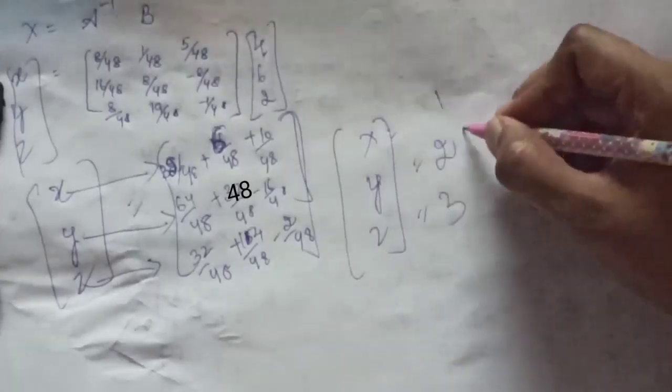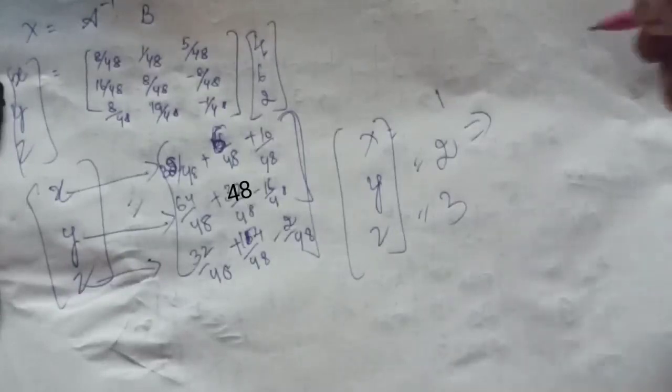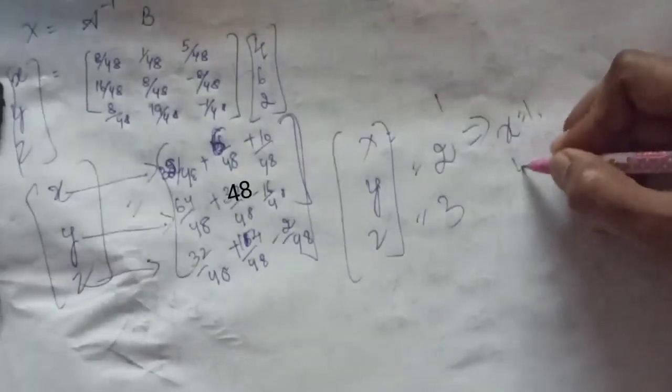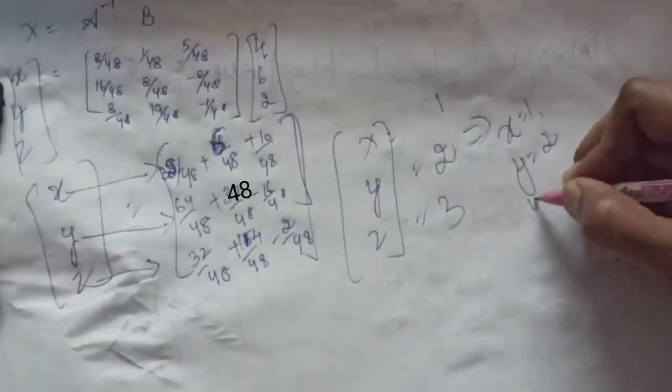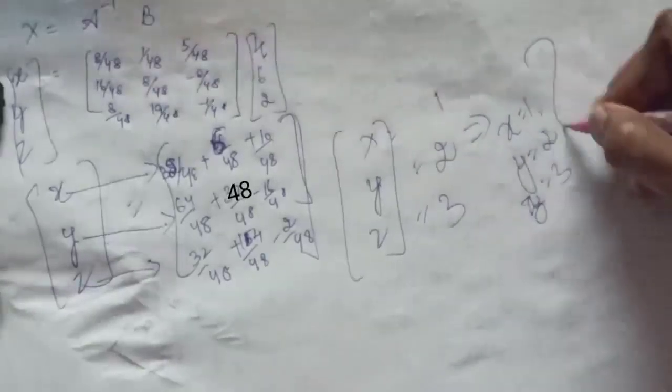So last you will be writing that x comes out to be 1, y comes out to be 2 and z comes out to be 3. So it will be the answer from the equations. So whenever you have been given equations, you have to calculate the values of x, y and z out of that, and that we will calculate with the help of the equation AX equals B.